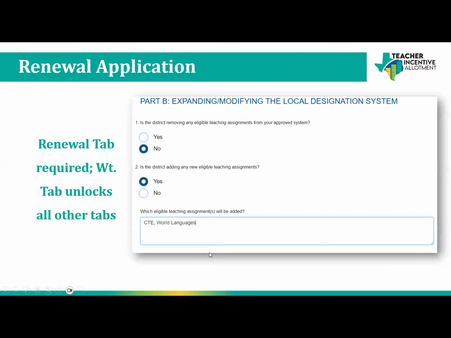And then finally, for the renewal application, what unlocks is still the weighting tab. However, there's a renewal tab that's required, and that's where you explain to us how you've used your data, what you want to change, how you want to expand, and what your plan for continuous improvement is after having done this for 5 years. Looking back, what does your data tell you that you might want to change or fix or adjust? We will be walking through what that looks like as well.